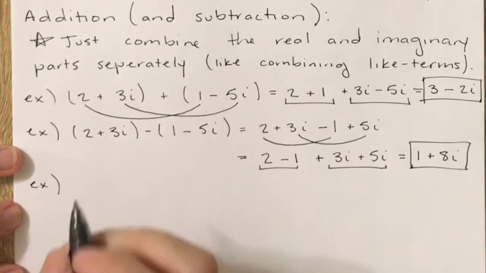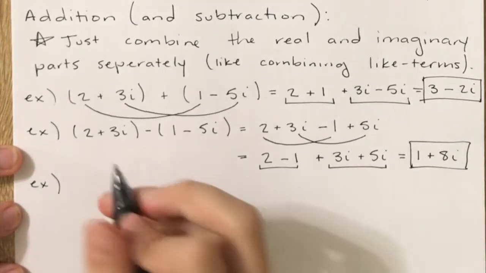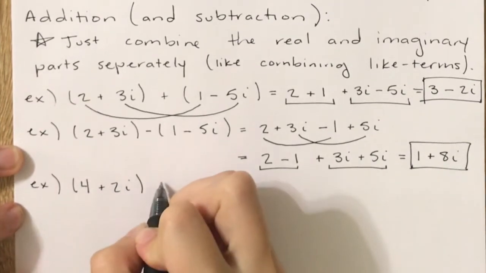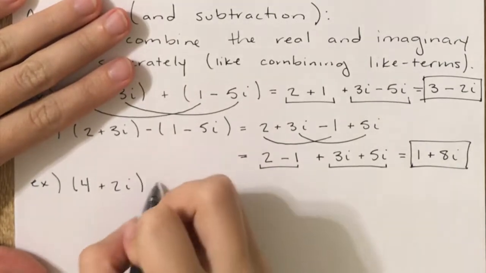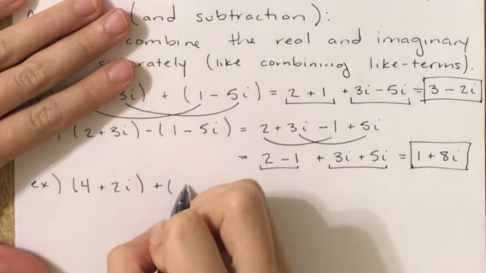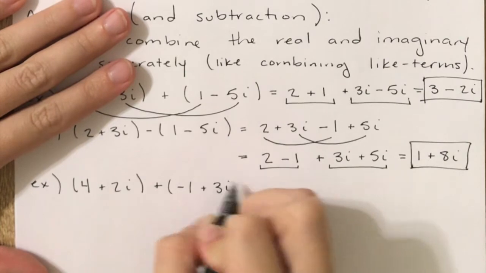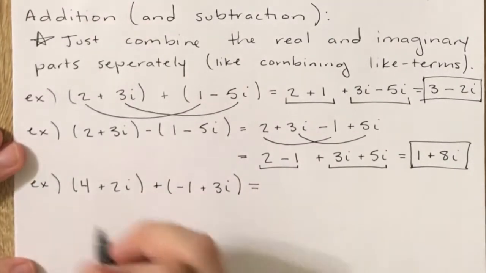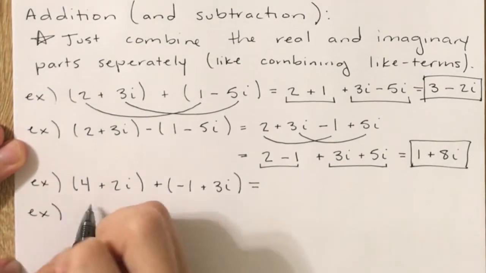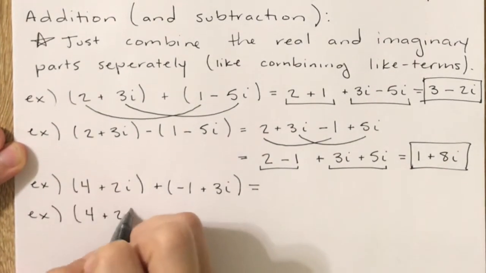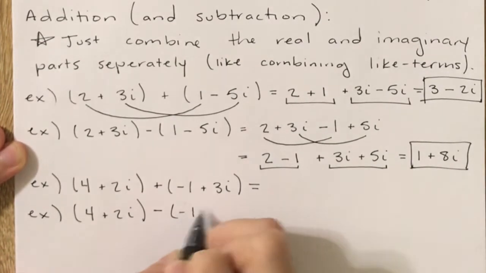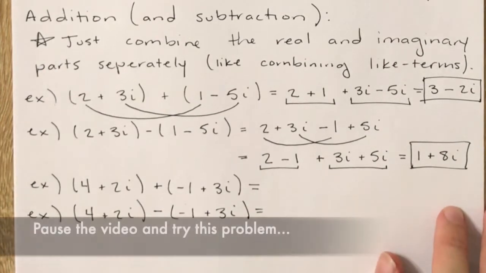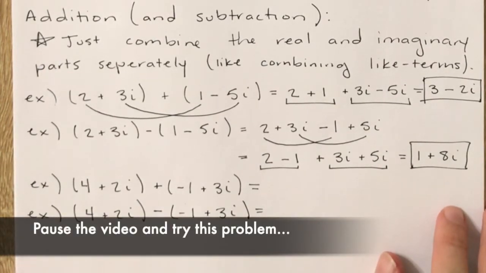All right, why don't y'all try one? Let's say we had something like 4 plus 2i plus negative 1 plus 3i. And also, why don't y'all subtract those as well? So 4 plus 2i minus negative 1 plus 3i. All right, pause the video, see what you get, and I'll talk a little bit about it after.